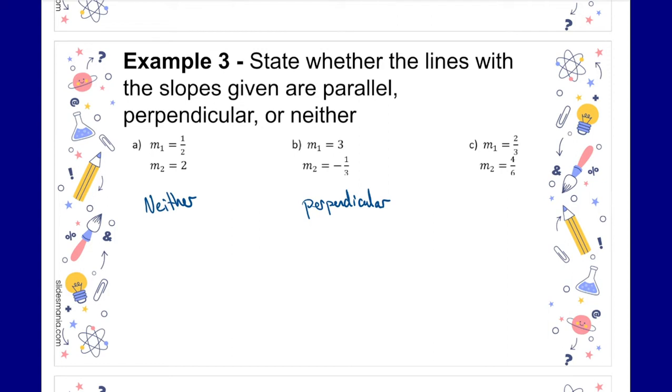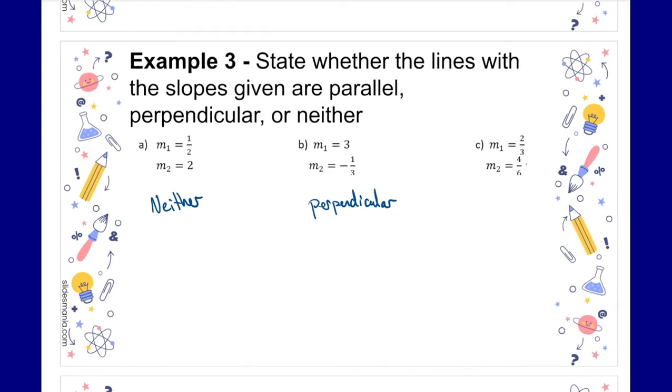For C, we have the first slope 2 over 3, and the second one is 4 over 6. Again, at first glance, you might say, oh, they're different, they're not flipped, they're neither. However, if I look at the slope of 4 over 6, I can actually reduce that to 2 over 3. So in this case, they're actually parallel.